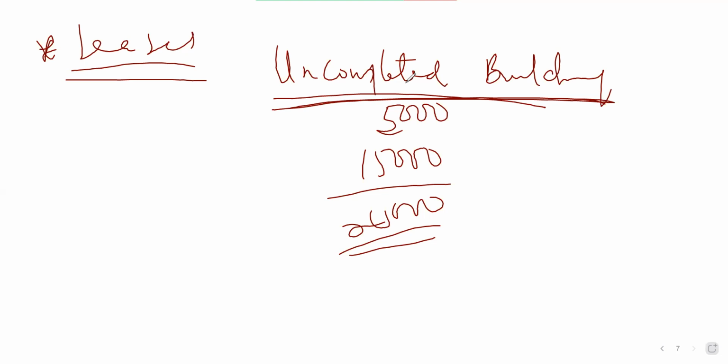Another form is what we call sale and leaseback.